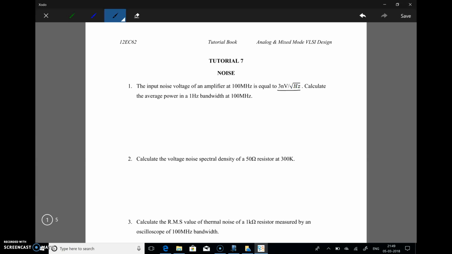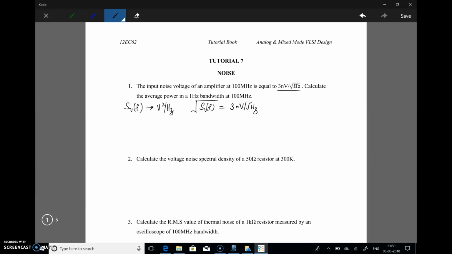So the quantity given is input noise voltage and the unit is volt per root Hertz. So we know that SV of F, that is voltage noise spectral density, has unit volt square per Hertz. So the given quantity is actually the root of this. Root of SV of F is given as 3 nanovolt per root Hertz. This is the quantity given. So from the units, you should identify the given quantity is root of power spectral density.